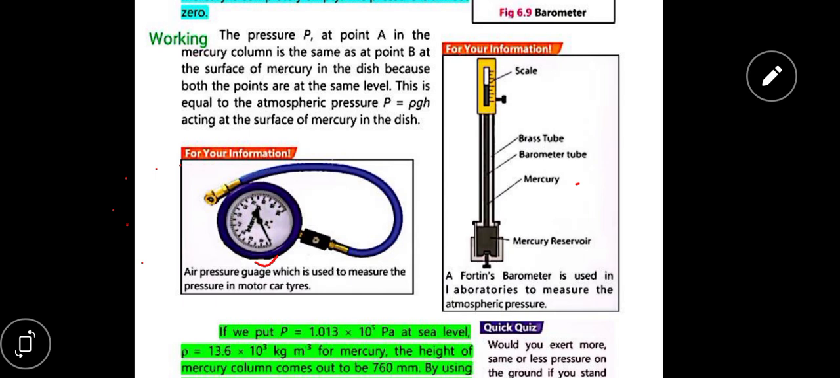Its construction is quite similar, but for the measurement of air pressure in motor car tires we use a pressure gauge, an air pressure gauge.